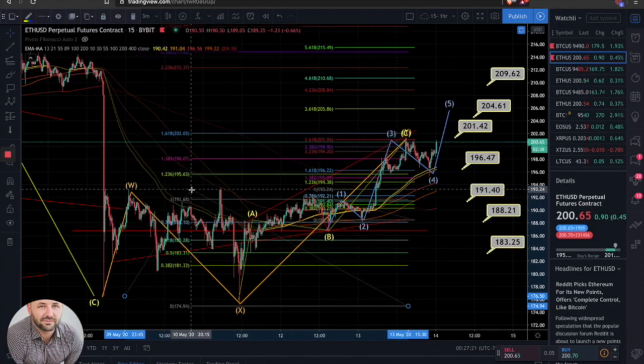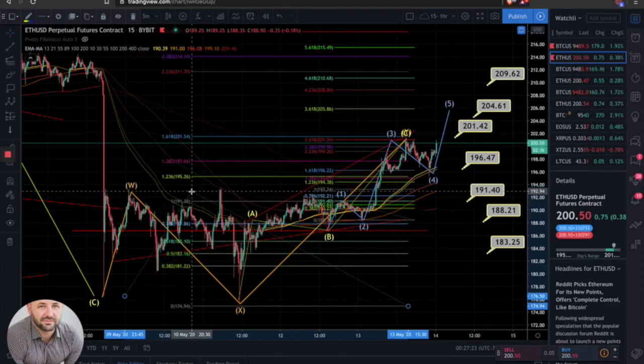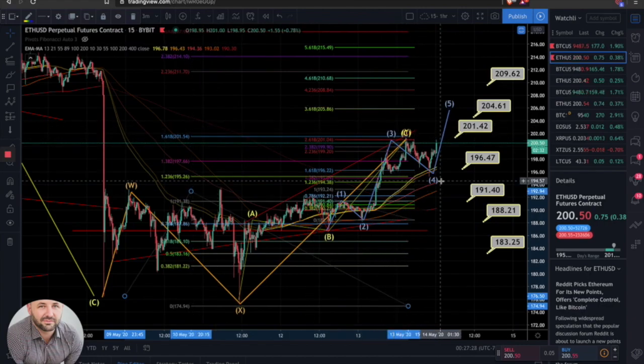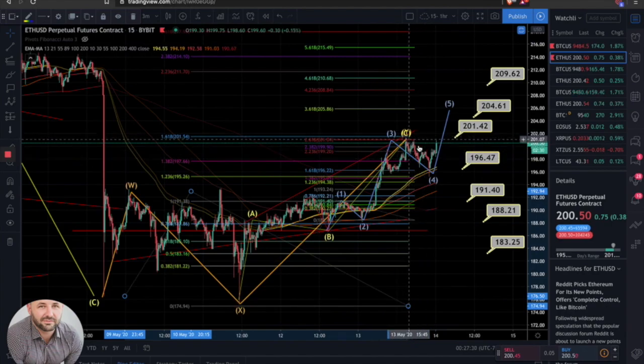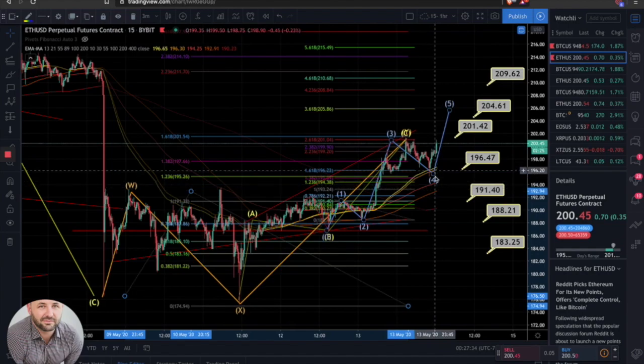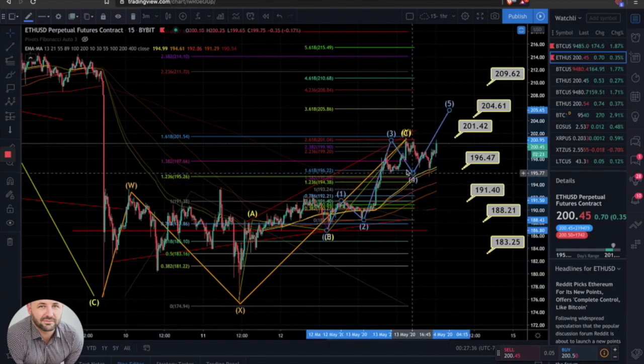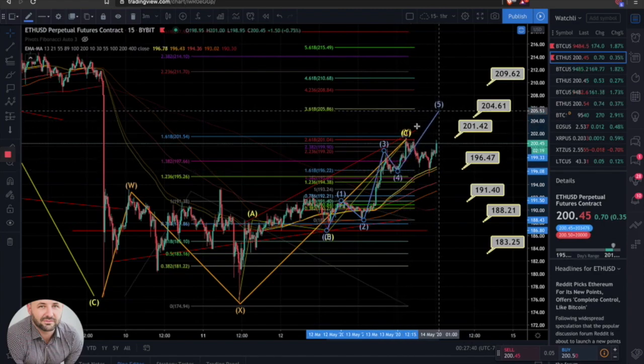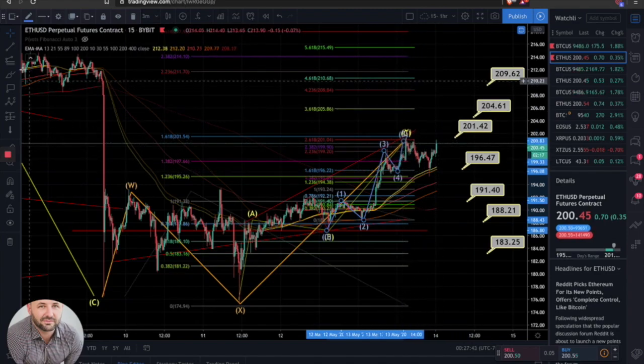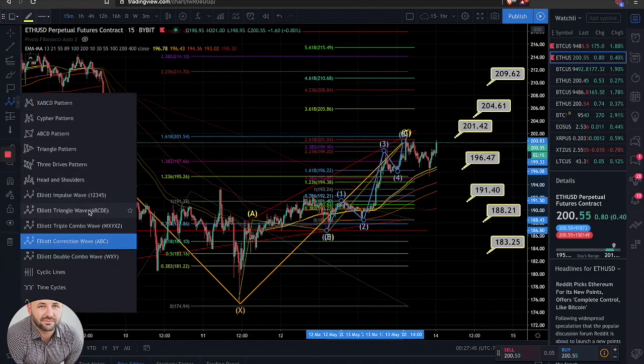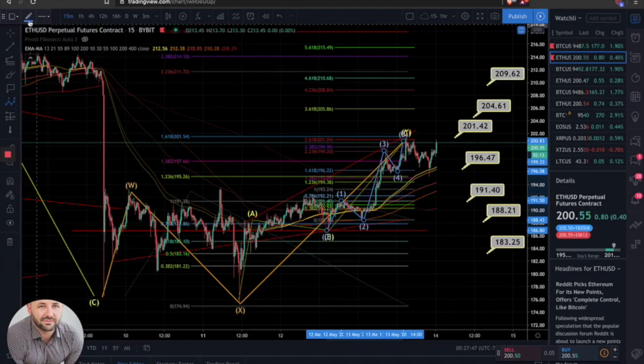If this is a WXY, then basically right here at the 1.618 is saying that we are pretty much done. If this is a WXY, 1.618 is the furthest we can go. So that's the only thing that I don't like about that, which is why I'm leaning more towards this being the 345 complete. And also, if you look at that pullback, let's get a different color here.